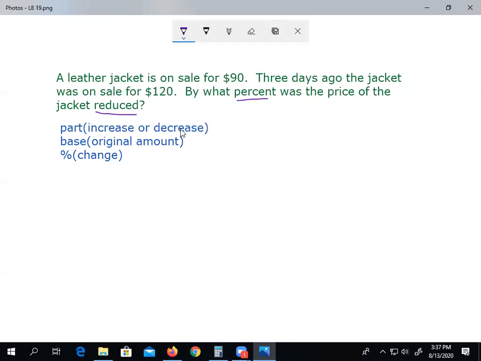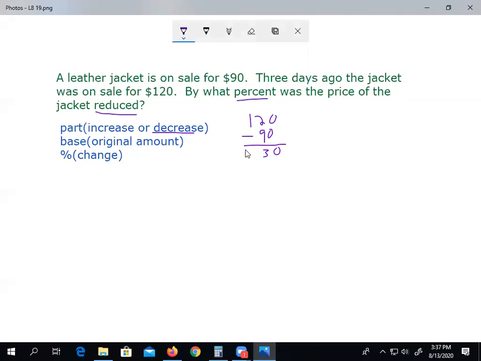We pick up on that this is a decrease problem. So they have those synonyms. So this is going to be percent decrease. So the part is going to be the decrease. So what is going to be $120? Then it was $90. What we have to do is figure out, well, how much did the price go down? So to find that decrease, we actually got to subtract those two values to find how much it actually went down. So it looks like that's going to be $30.